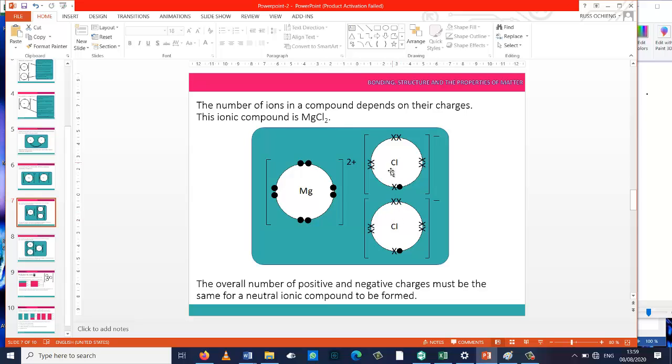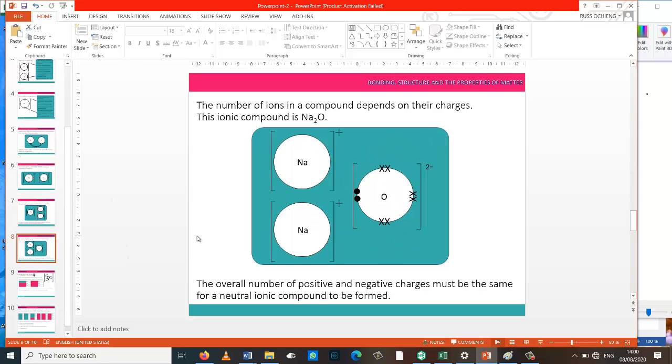That is why we have 2 chloride ions in these brackets, and each one of them must acquire a negative charge, which is 1, because only 1 electron is gained by this chloride ion and 1 electron is gained by this chloride ion. Magnesium, on the other hand, loses the 2 electrons to these 2 chloride ions, and that is why we're told the overall number of positive and negative charges must be the same for a neutral ionic compound to be formed. When magnesium reacts with chlorine, it forms a neutral ionic compound.